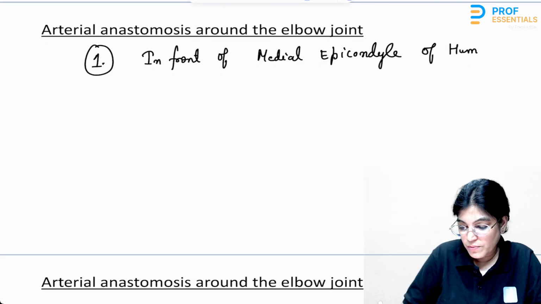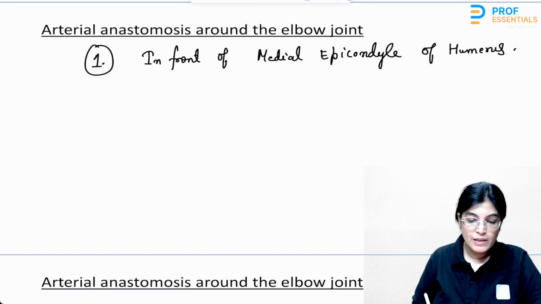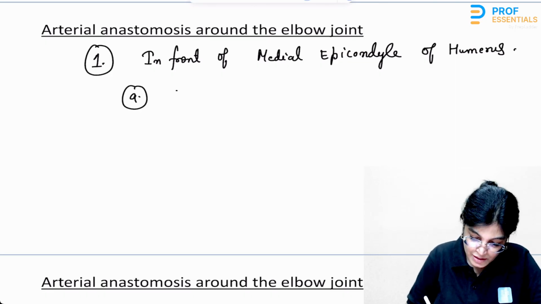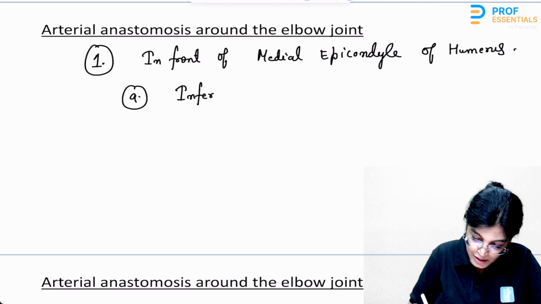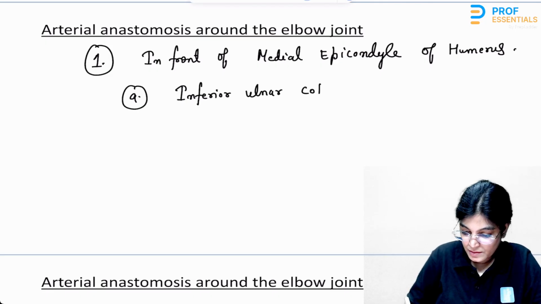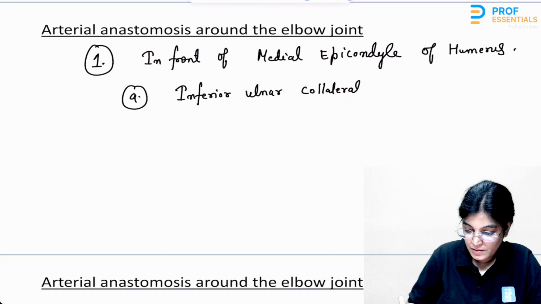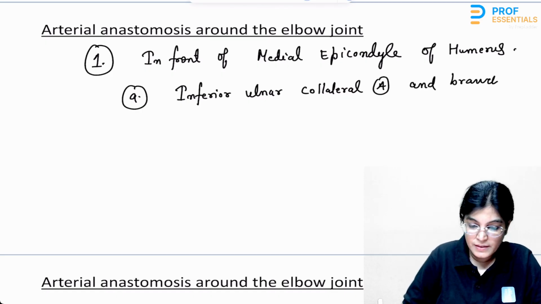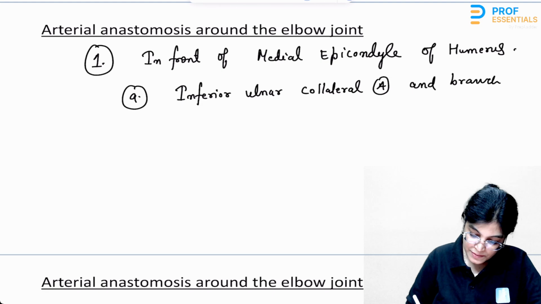So in front of the medial epicondyle of the humerus bone, the anastomosis is between these two important arteries, that is the inferior ulnar collateral artery and a branch from the superior ulnar collateral artery.